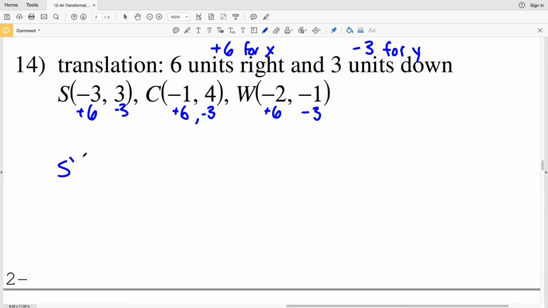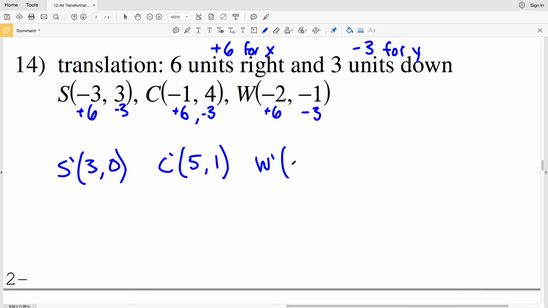So s prime, negative 3 plus 6 will be a positive 3. 3 minus 3 will be 0. So the coordinates for s prime are 3, 0. For c prime, my x value, negative 1 plus 6, will be a positive 5. And 4 minus 3 will be a positive 1. So for c prime, I'll have 5, 1.